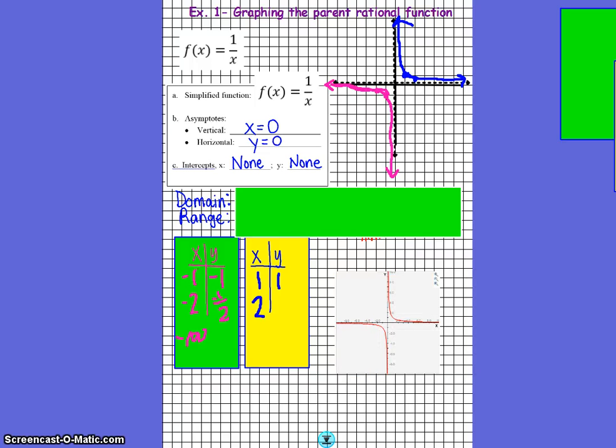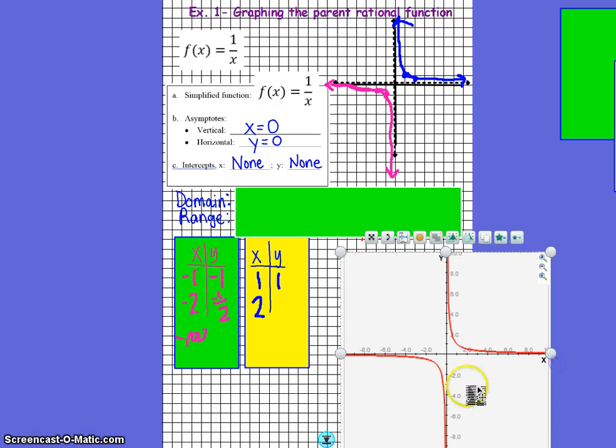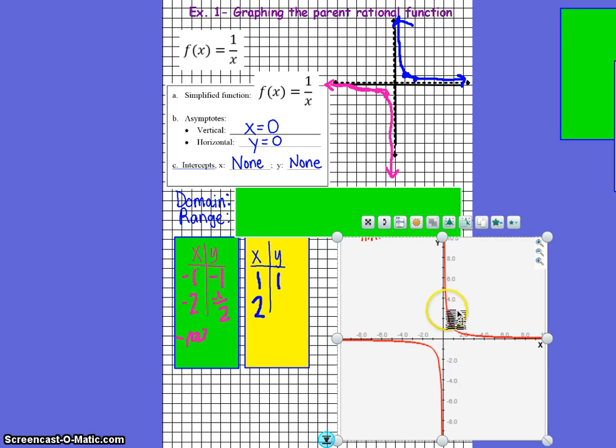And just to show you what the graph looks like on the calculator, so you can have a smoother curve. Okay, this is a graph of 1 over x. Make sure that you know how to type this into your calculator. So what we see is that there are 2 branches of the graph that are split between the vertical asymptote.